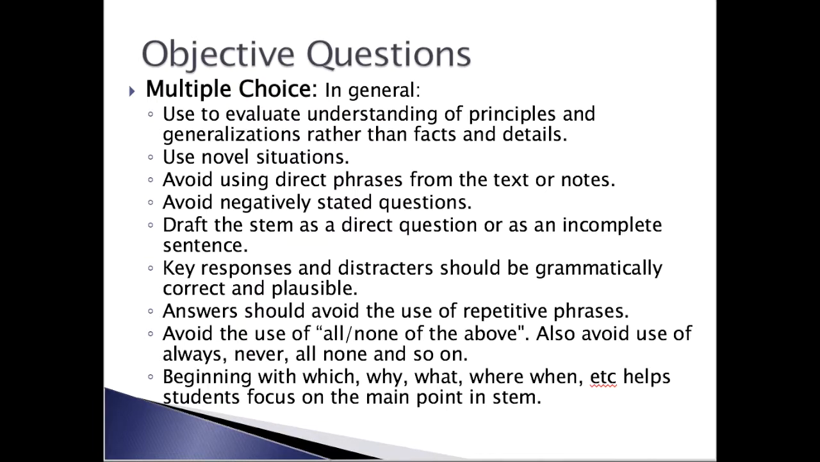Draft the stem, so the main part of the question, as a direct question or as an incomplete sentence. Carefully construct your key correct response and distractors so that they are grammatically correct and plausible for the given stem. Your answers should avoid the use of repetitive phrases, and they should also avoid the use of all of the above or none of the above. There really is nothing magical about having 4 or 5 choices, but make sure that you're offering good choices. Don't add unreasonable choices that should not be selected, as these stick out easily to your students.